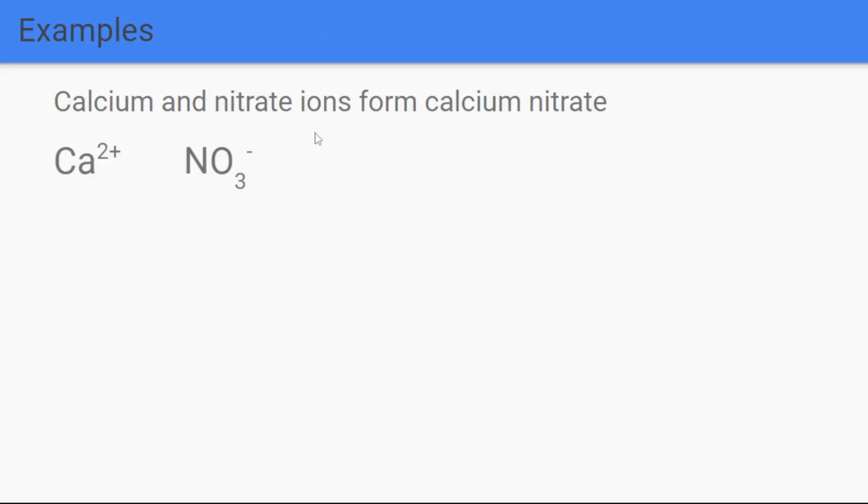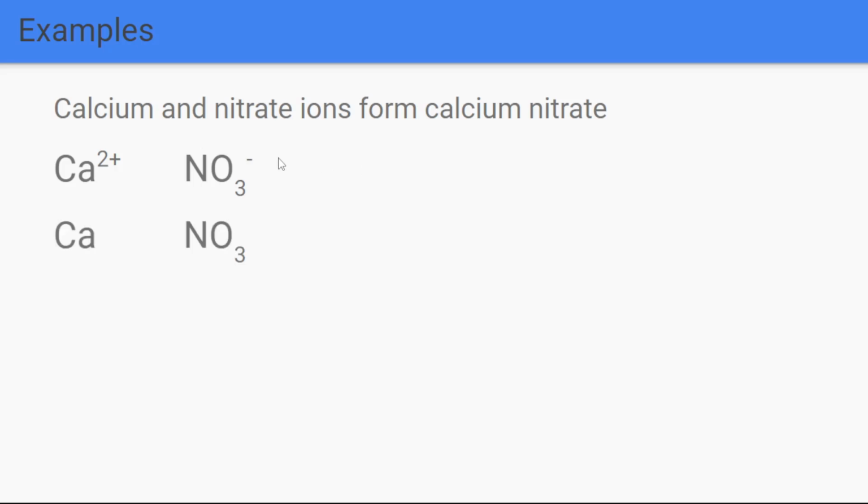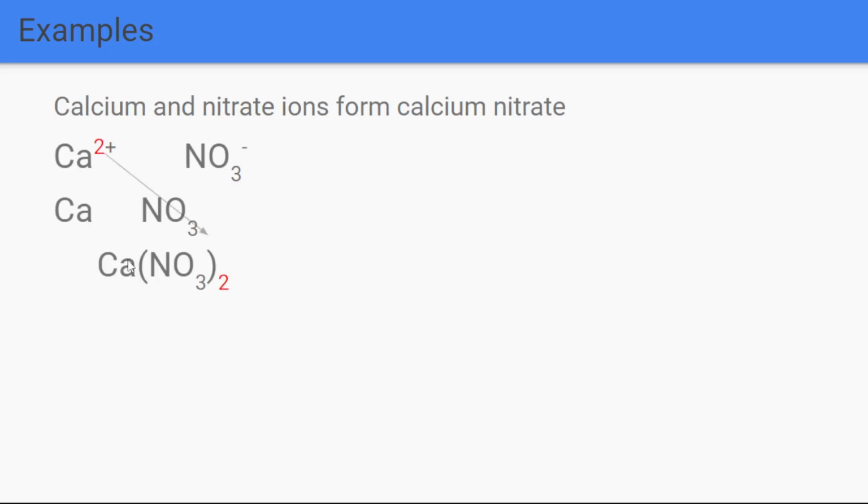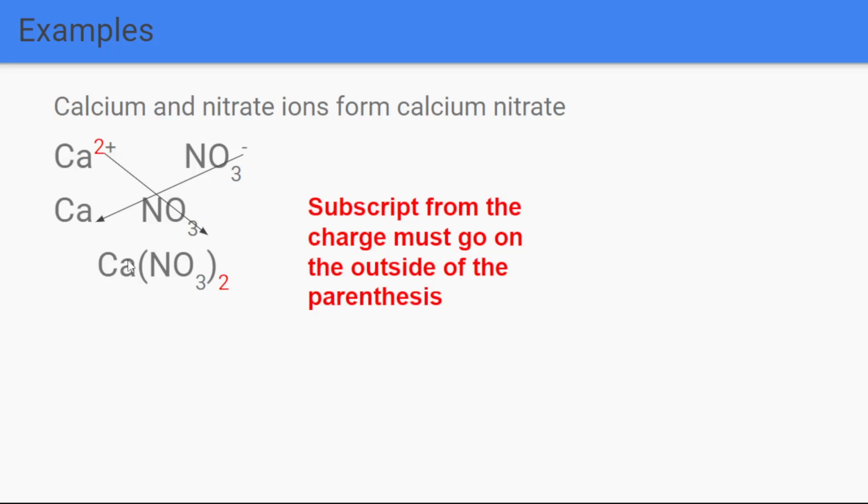So example, calcium and nitrate. Calcium ions and nitrate ions form calcium nitrate. We use swap and drop to write the formula. So swap the 2, swap the 1, and that gives you Ca(NO3)2. There are 2 nitrates, so we need parentheses. If you only had 1 nitrate, you would have no need for the parentheses.